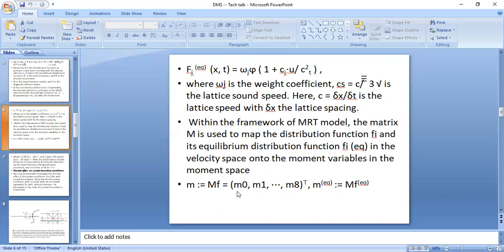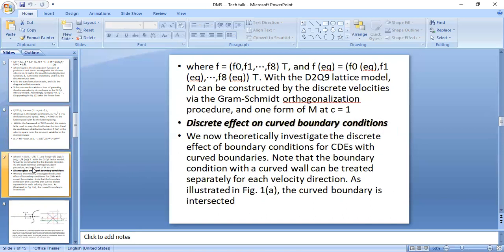m = Mf = (m0, m1, up to m8)^T, m^eq = Mf^eq, where f = (f0, f1, up to f8)^T and f^eq = (f0^eq, f1^eq, up to f8^eq)^T. With the D2Q9 lattice model, M can be constructed by the discrete velocities via the Gram-Schmidt orthogonalization procedure. Next, discrete effect on curved boundary conditions.